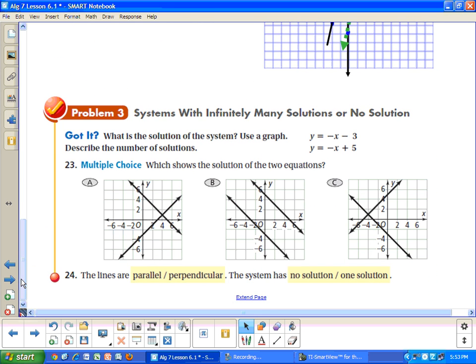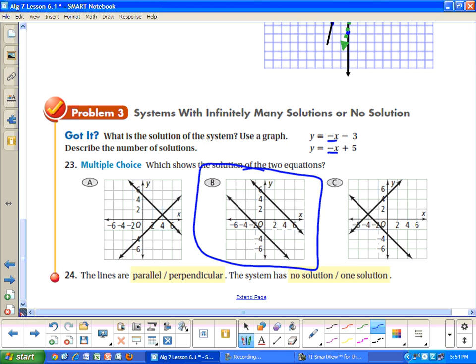So what is the solution to the system? Use a graph, describe the number of solutions. One thing I will notice here is we have the same coefficient, -1 on both of them. That means these two lines are parallel. So I'm going to guess B. And since the lines are parallel, the system has no solution.